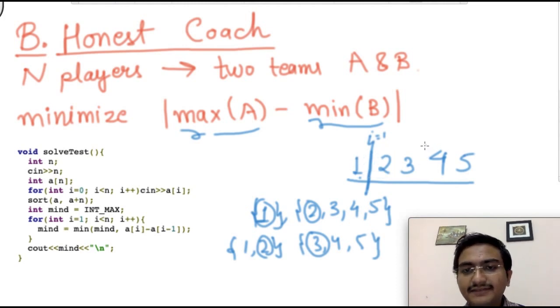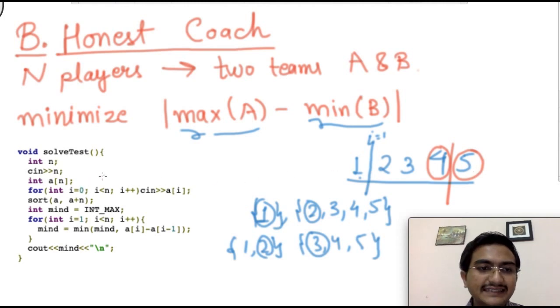Suppose if I put the separator somewhere here, then the max of A will be 4 and the min of B will be 5, right? So basically that only I'm doing here. I'm just taking the input and then I'm just sorting the array, right?